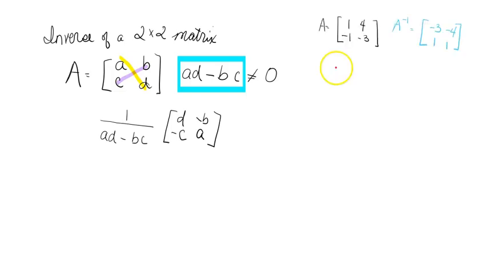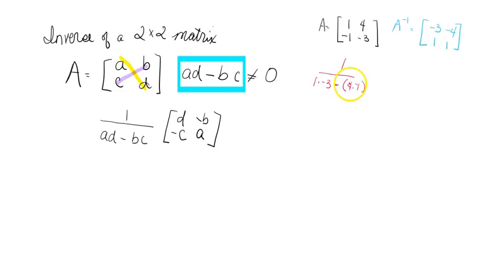Practice this by going back to the original problem that we did when we started this video. I gave you the 2 by 2 matrix A here, and we found its inverse a couple of different ways. It was negative 3, negative 4, 1, 1. Well, let's do it using the determinant now. So I'm going to find the determinant of matrix A. I'm going to multiply A times D, which is 1 times negative 3, and I'm going to subtract from it the minor diagonal, 4 times negative 1.